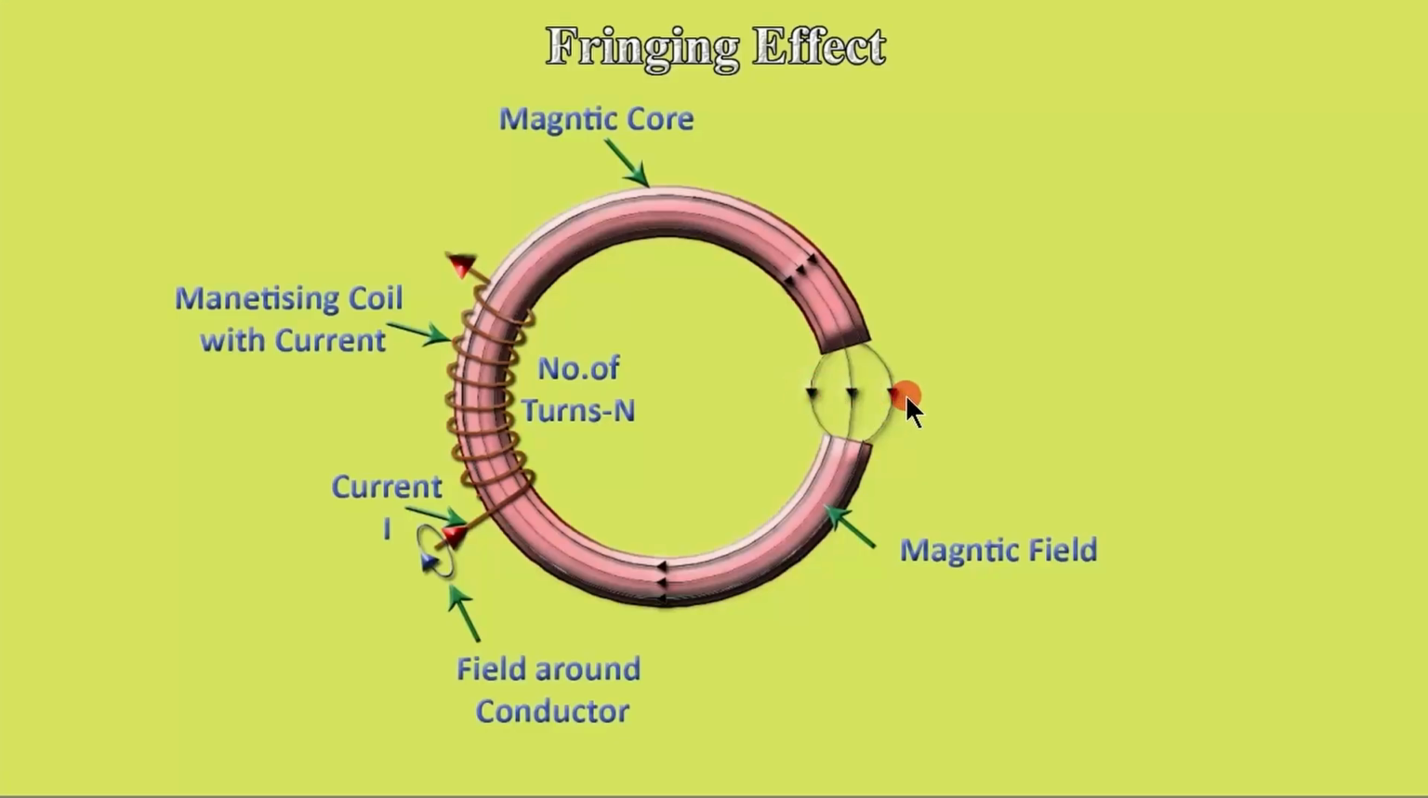Air gaps are provided in many practical circuits. See, the flux generated here and coming through this curve can be seen bulging while it is passing through these air gaps. See, it is bulging on both sides. This bulging of flux lines in the air gap is known as fringing effect.